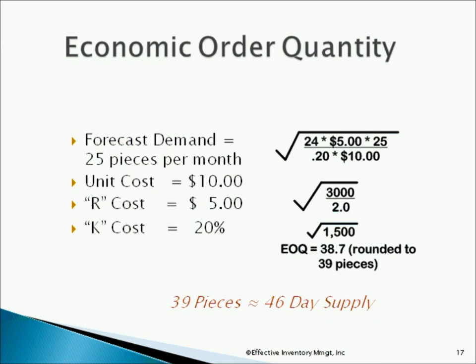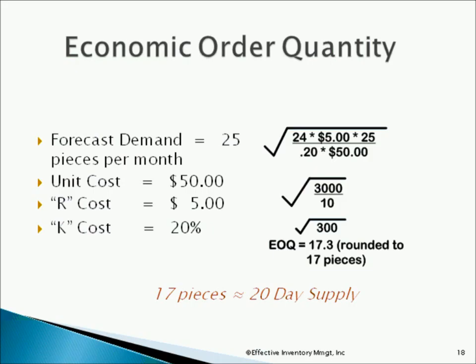Why did I only buy a 17-day supply in that second example? Well, I had a 25-piece forecast demand. I'm selling or using 25 pieces per month, but the unit cost is $50. 25 times 50 is $1,250. Okay? $1,250, as opposed to, in the other two examples, $250 moving through inventory per month.